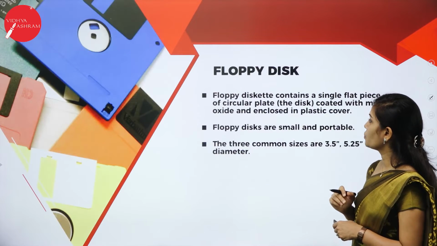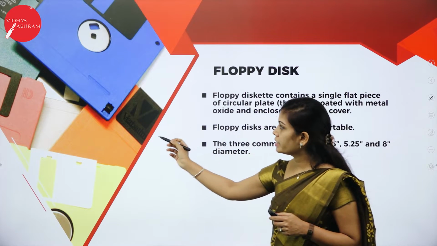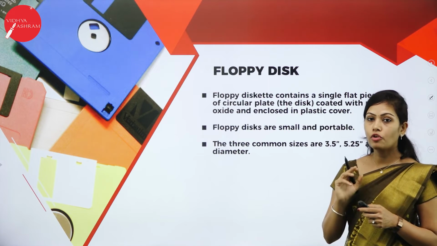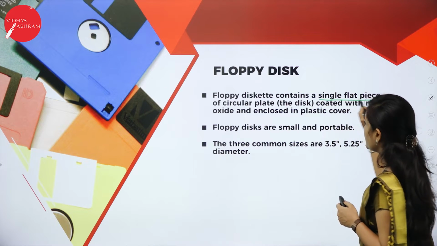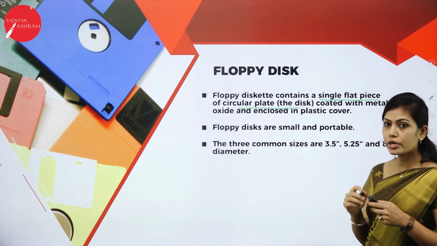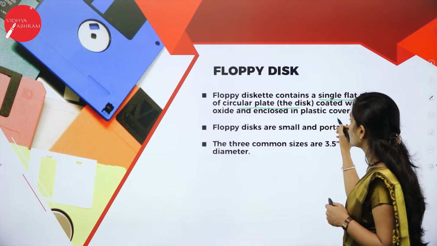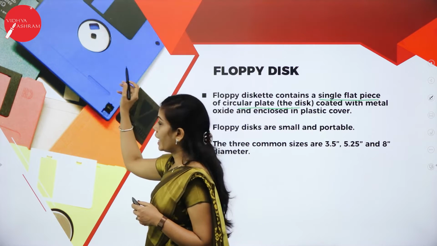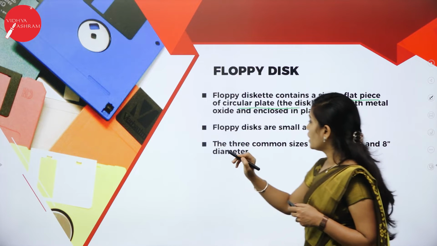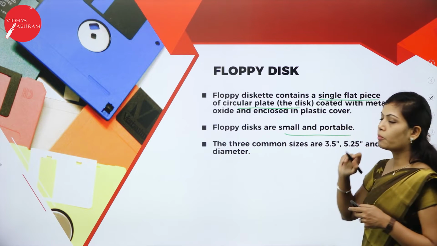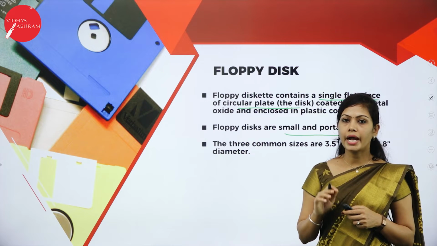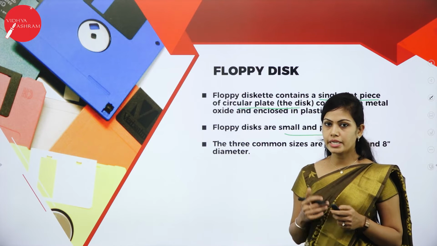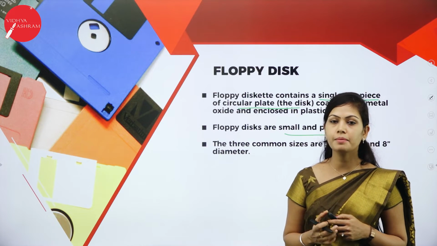The next secondary storage device is the floppy disk. You can see the image here. A floppy disk is a secondary storage device containing a single flat piece of circular plate coated with metal oxide and enclosed in a plastic cover. Floppy disks are small and portable, so we can carry them anywhere. We have many sizes of floppy disks. It is coated with magnetic material.